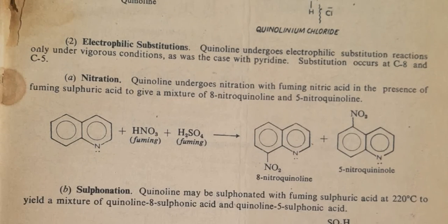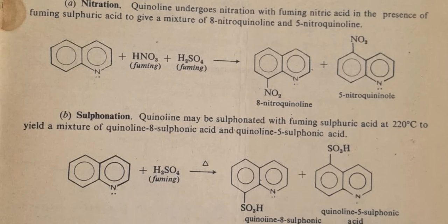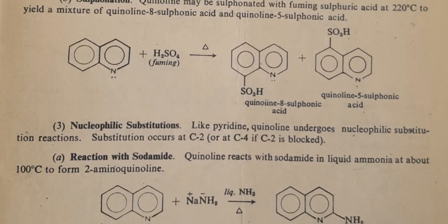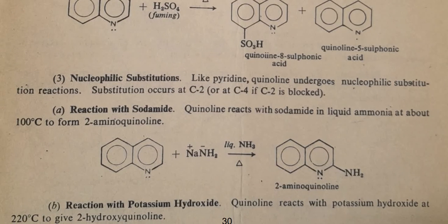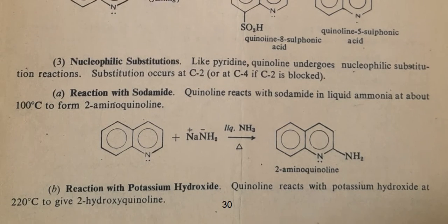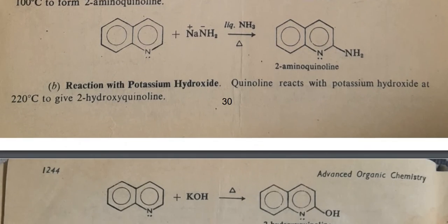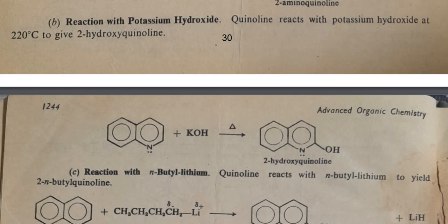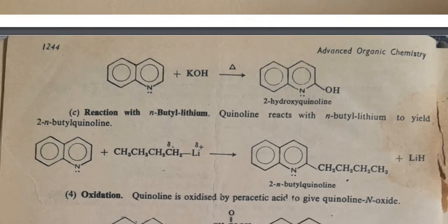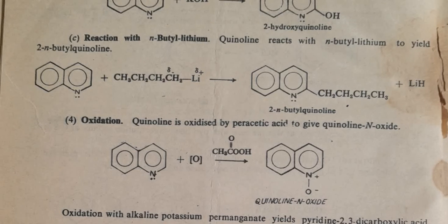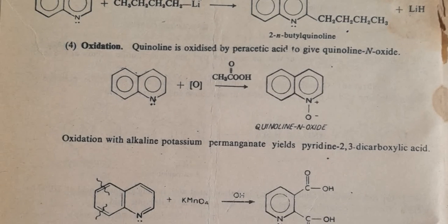Electrophilic substitution: nitration occurs at the 5 and 8 positions. Sulfonation occurs at the 5 and 8 positions. Reaction with sodamide gives 2-aminoquinoline, which is the Chichibabin reaction. Reaction with potassium hydroxide gives 2-hydroxyquinoline. Reaction with n-butyllithium gives 2-n-butylquinoline. On oxidation, quinoline gives quinoline N-oxide.